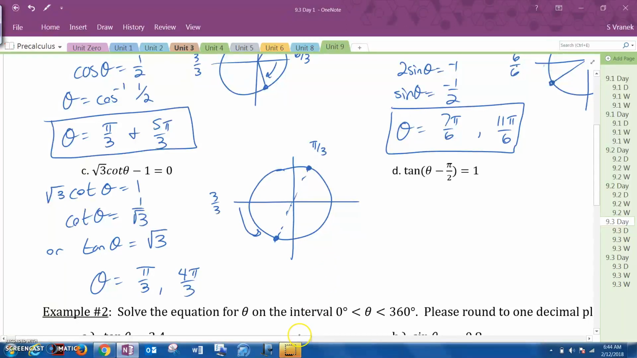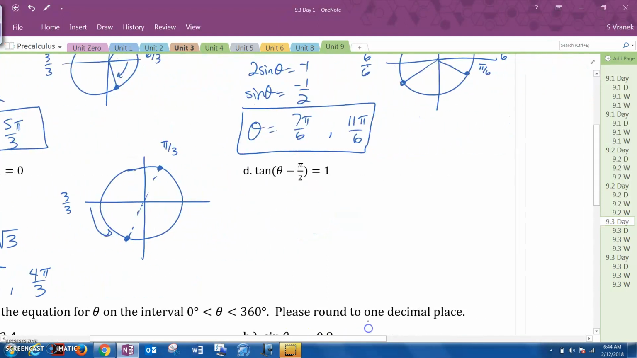Okay, last one. This is a little trickier, but not by much. So we're solving this. However, we have this inside shift, you can think of it as, around the unit circle. But we don't have to deal with that yet. I'm going to rewrite this as tangent, and I'm going to call all of this just x. So I'm going to define where tangent is equal to 1. So I use my unit circle, and tangent is 1 at the 45, or pi over 4.